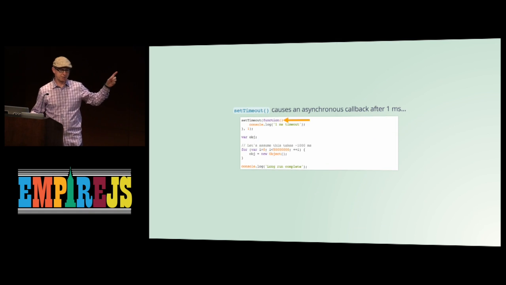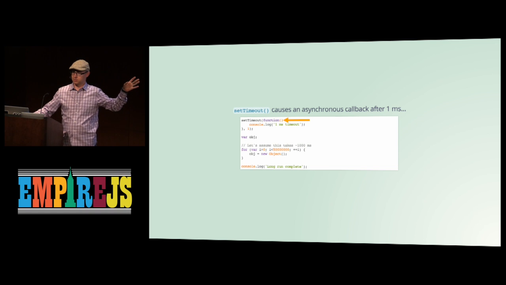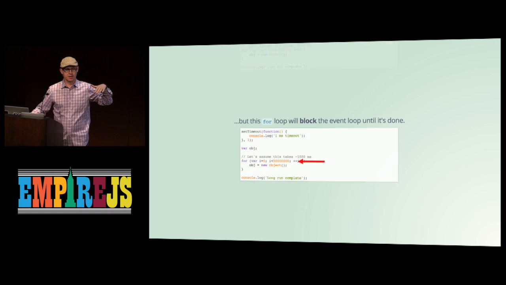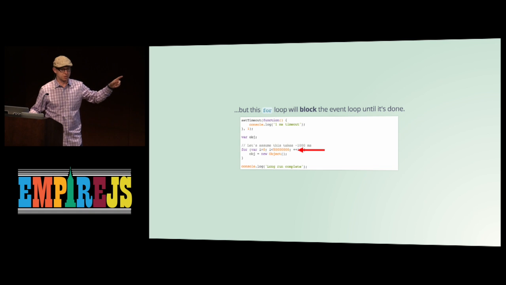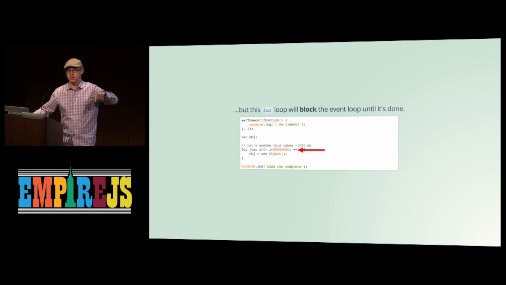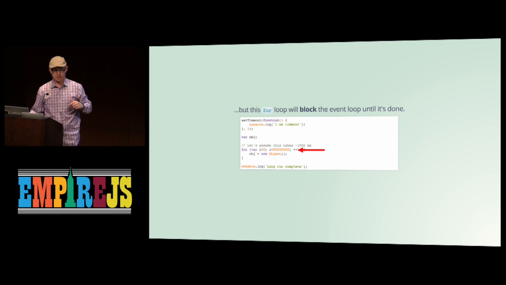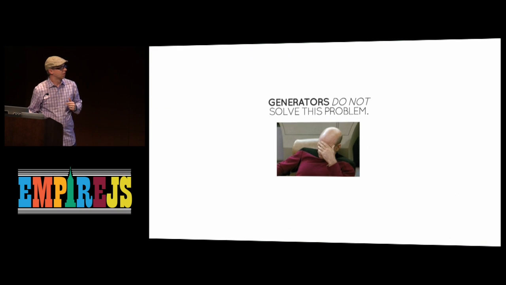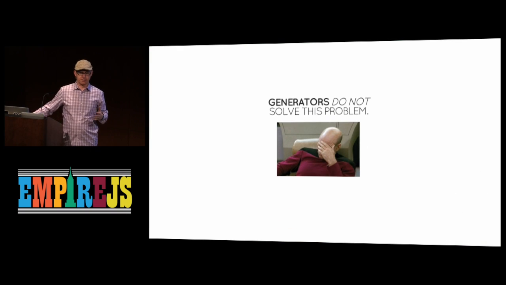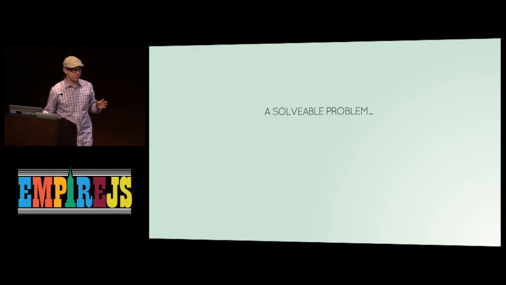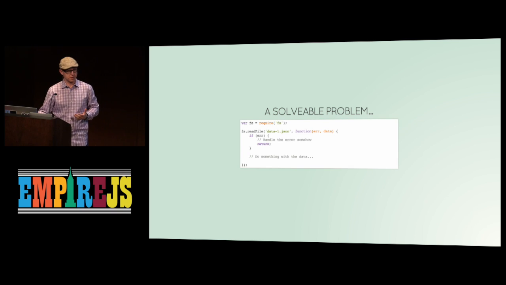So even though we're setting an asynchronous timeout here to execute after 1 millisecond, this for loop is going to block that execution, prevent the event loop from ever reaching the next tick, and so that 1 millisecond timeout won't happen. Generators don't solve this. And they're never going to solve it. They weren't intended to solve that. And we'll get to that in a little bit. But first, I want to talk about a solvable problem. Because we do have a solvable problem here that generators can help us with.